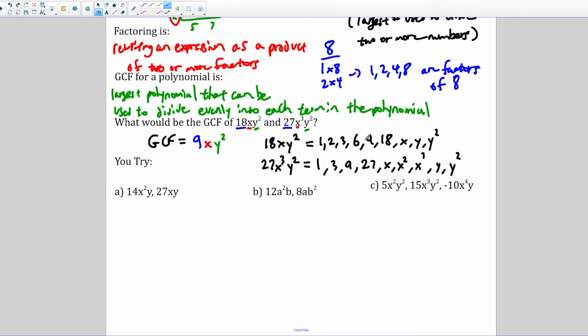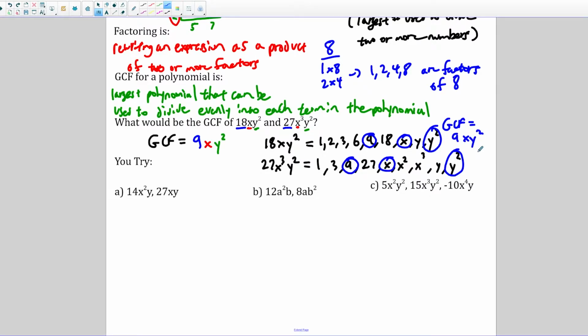So looking at my greatest common factor between all of these factors in each list, I can see that I've got a 9 and a 9. I've got an x and an x, and then finally a y squared and a y squared, leaving me with a GCF of 9x y squared.